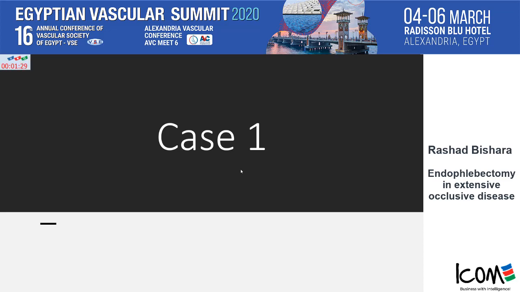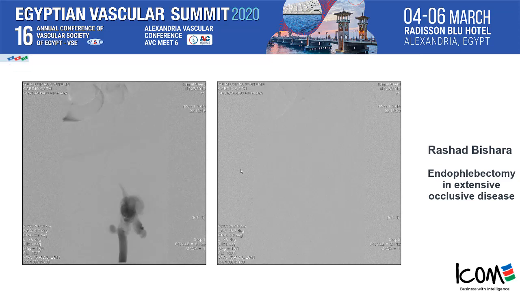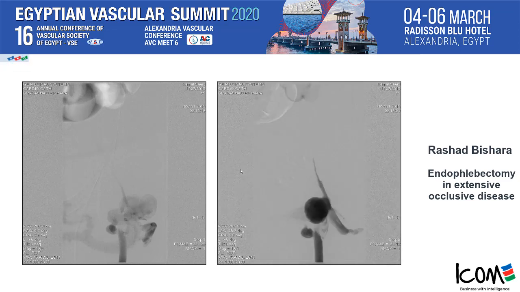This is the first case. Actually, this is what not to do. This patient has total occlusion of the common iliac and external iliac vein and the common femoral vein, and that's the great saphenous vein.